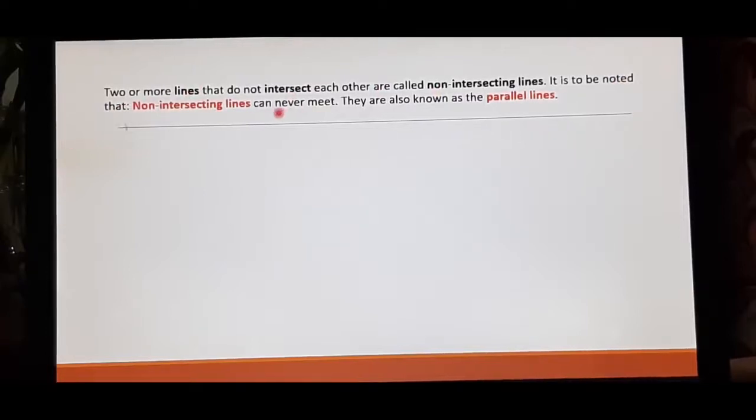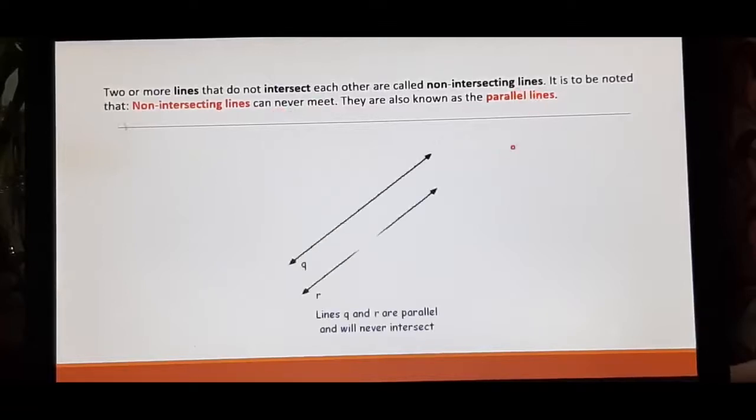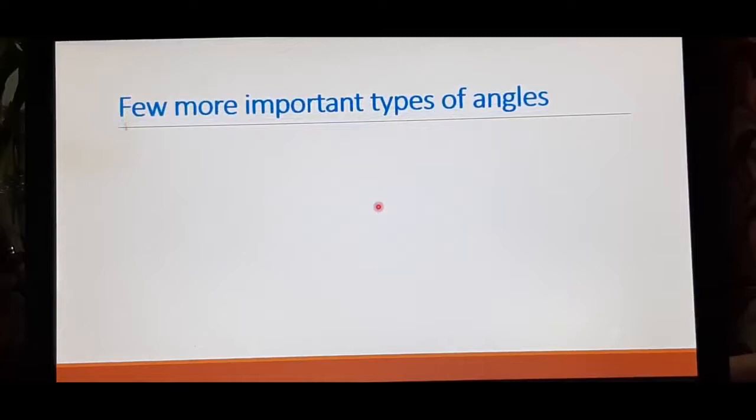So they can never meet, they cannot intersect, and they are also known as parallel lines. So you have to remember these things. See, non-intersecting lines look like this and they will not meet each other at any point. So straight they will go. Now this was all about lines. So two types we have discussed.